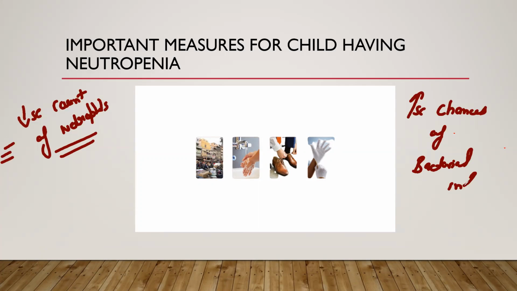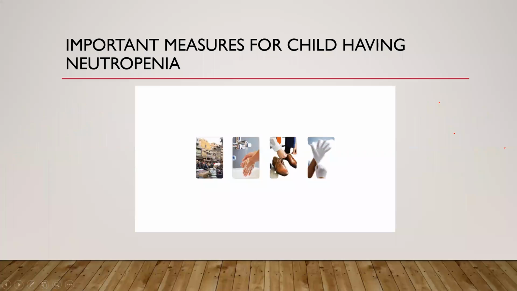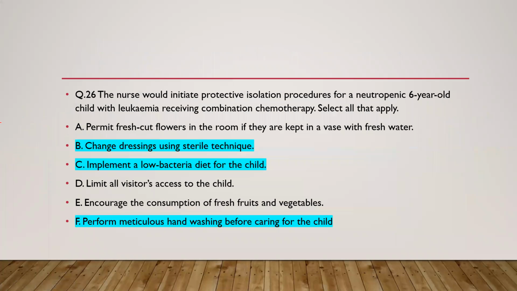Bacterial infections. So by using all these measures, we can prevent the child from cross contamination and infection. So let's see about the right options here. We have discussed firstly the right options. Option B is right: change the dressing using sterile techniques.